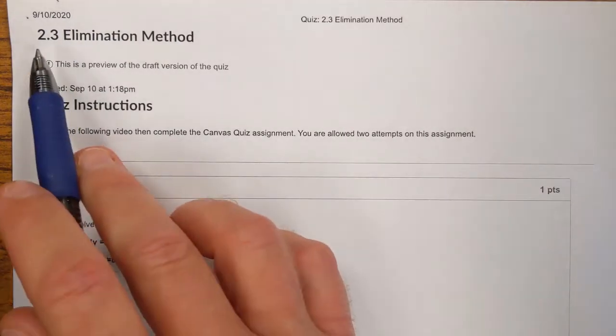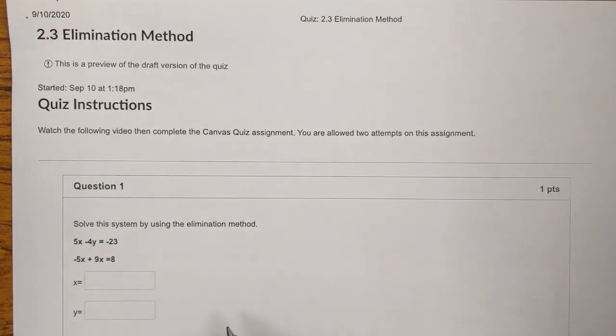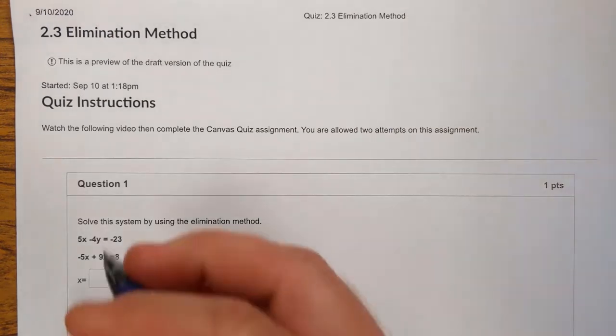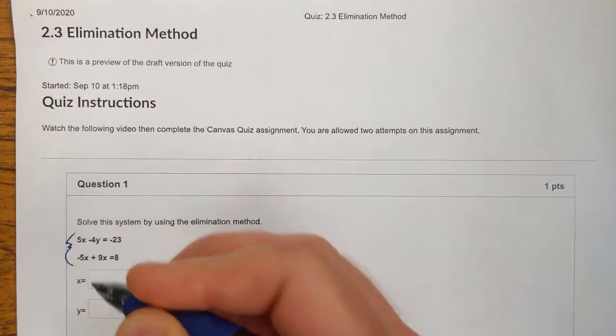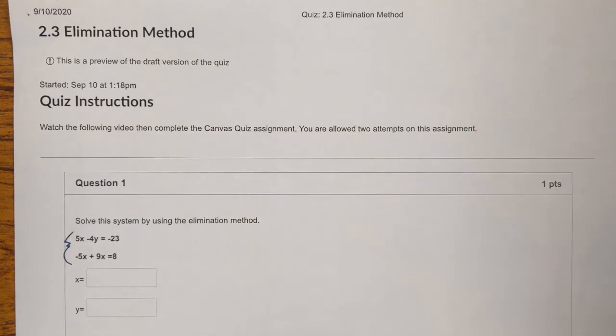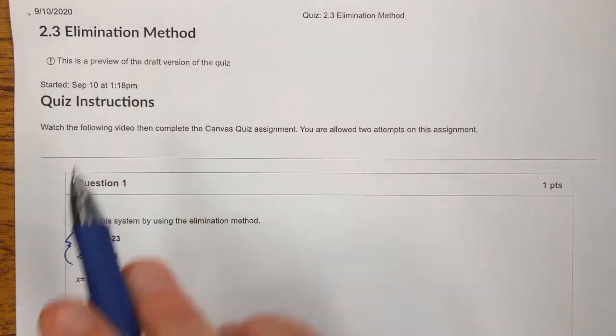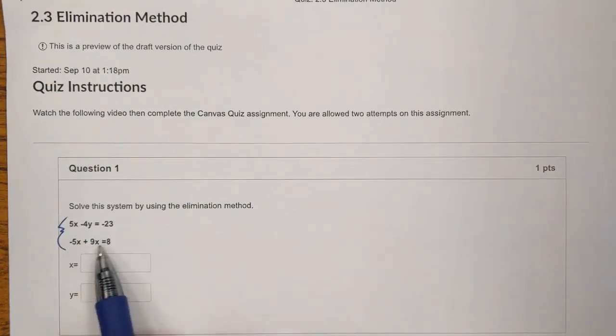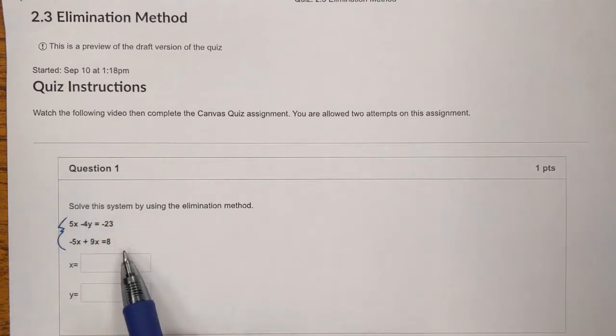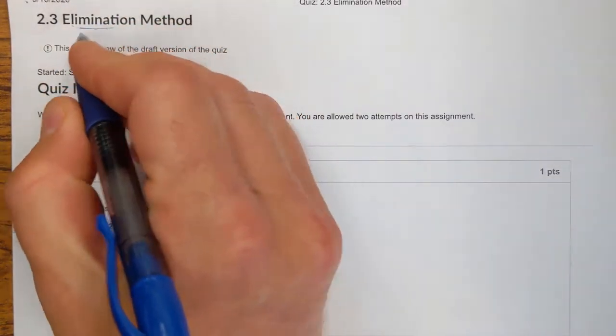In lesson 2.2, we learned the substitution method. It's a way to solve a system of two lines, to find where two lines intersect each other, if one of the lines is in the y equals form. So in today's lesson, the elimination method, let's take a look at this system. How can we solve a system of two lines if both of your lines are in standard form? Well, the elimination method works perfectly for this.